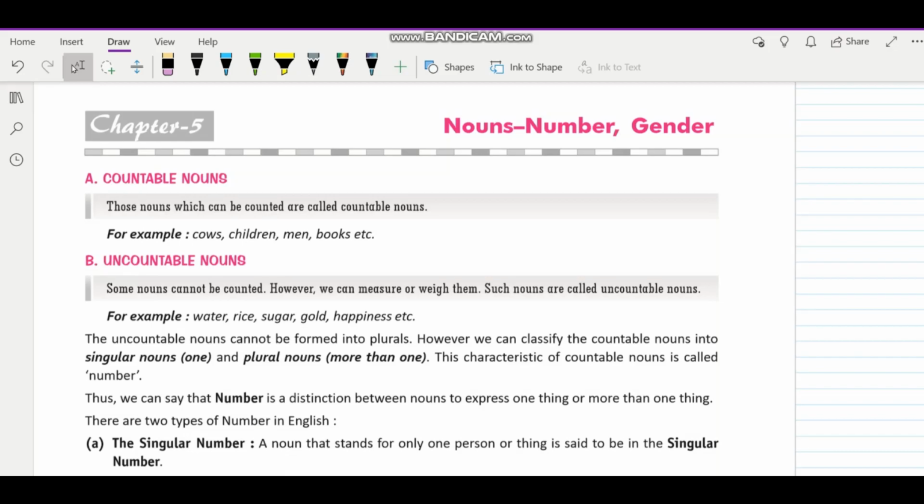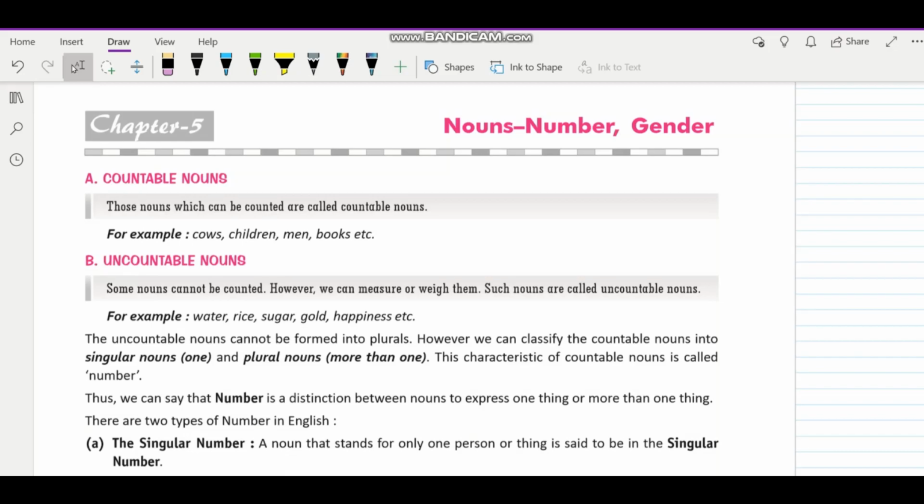Today we are going to start chapter number 5, that is nouns, number and gender. Before this we have already done nouns and its kinds, and we have already finished all the exercises also and discussed them. Now today we will be starting nouns, number and gender.